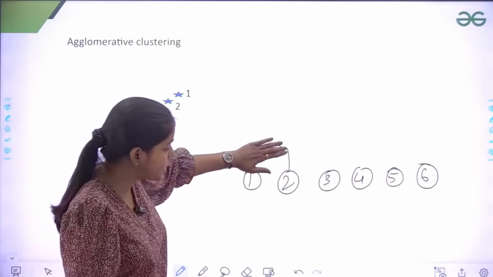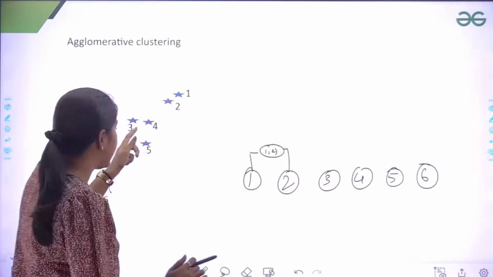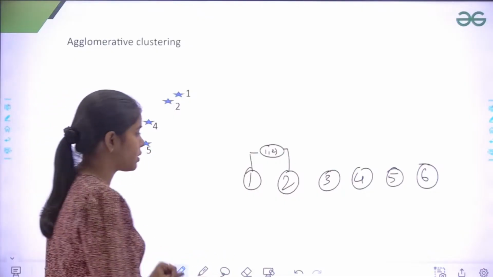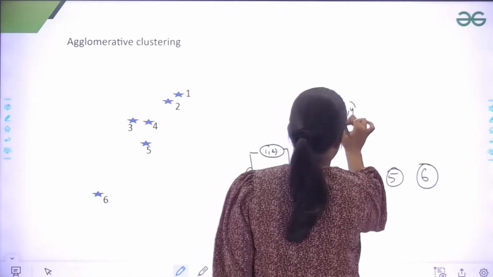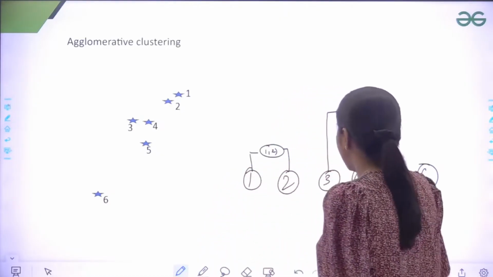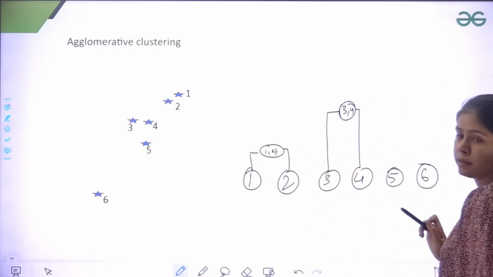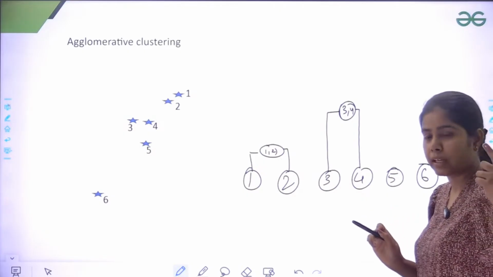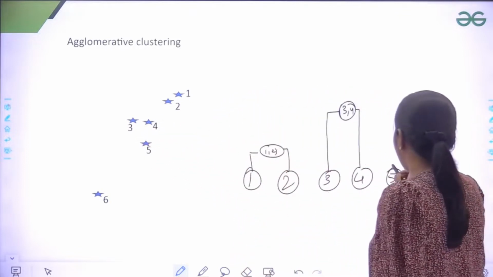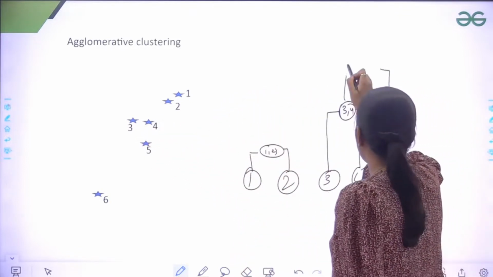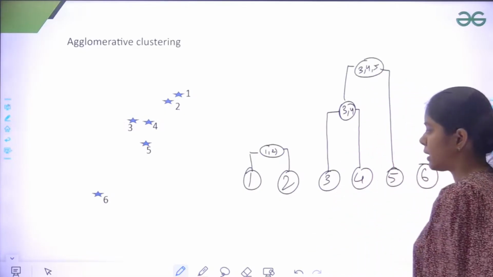Now at this step I have 5 clusters. Then I have seen that 3, 4 have the minimum distance, so I'll merge these clusters. That means at this point I have 4 clusters: 1, 2 is one cluster, 3, 4 is the second cluster, 5 is another cluster, and then 6. Then you can see that if you find the distance, 3, 4, 5 are forming a cluster. So we'll join 3, 4, 5. So we have this another cluster.